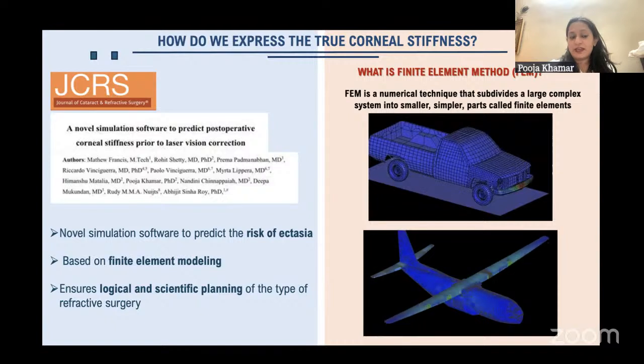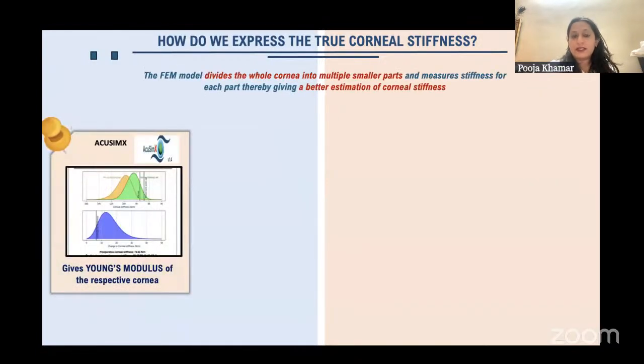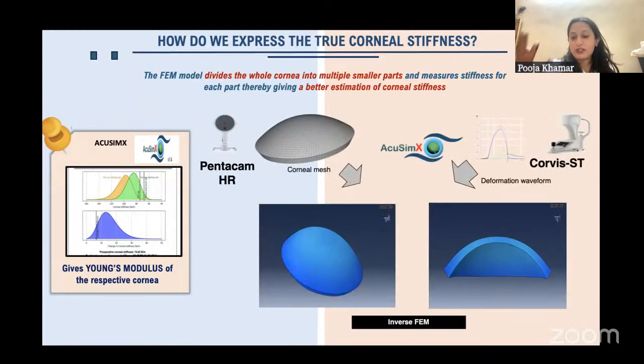So we are developing this AI-based software. Again, it's not available commercially, but for people who have Pentacam and Corvis at this point of time, it uses finite element modeling along with AI. What it does is it dissects your cornea into very small, simpler parts called finite elements, and based on that, it gives the Young's modulus for every small element of the cornea. So it gives you a better estimation of corneal stiffness. It creates a mesh, and more than giving a Young's modulus pre-operatively, it can help us predict what will be your corneal stiffness post-surgery.